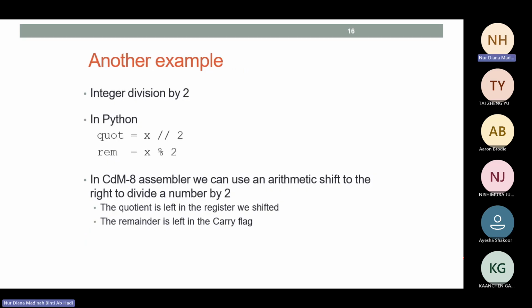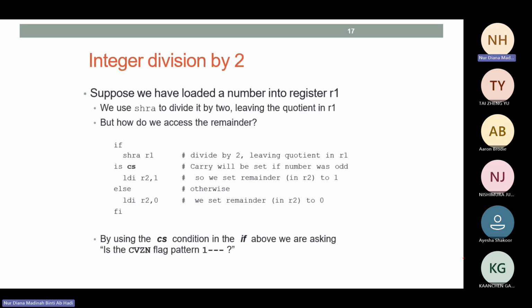We use Python, as all of you already learned about Python. In CDM8 assembly, we can use an arithmetic shift to the right to divide a number by 2. The quotient is left in the register we shifted, and the remainder is left in the carry flag. So this is integer division by 2. Suppose we have loaded a number into register R1. We use SHRA to divide it by 2, leaving the quotient in R1. But how do we access the remainder?